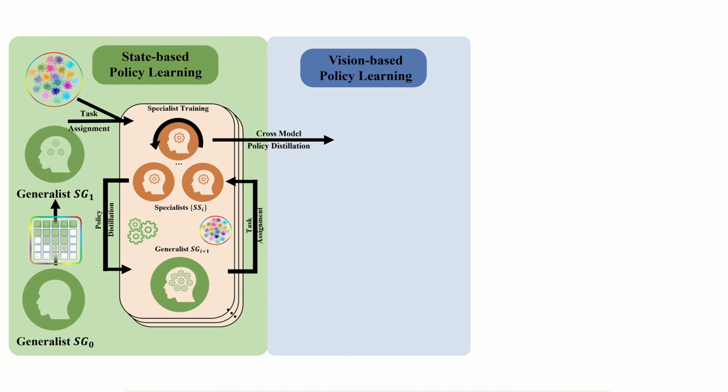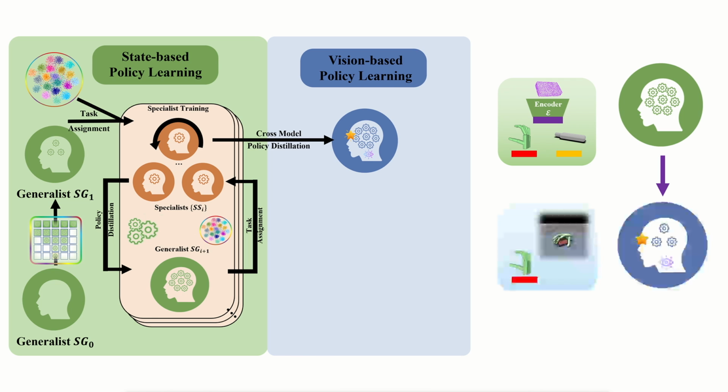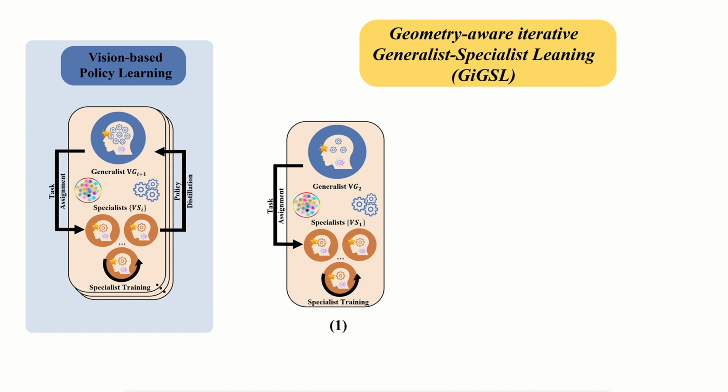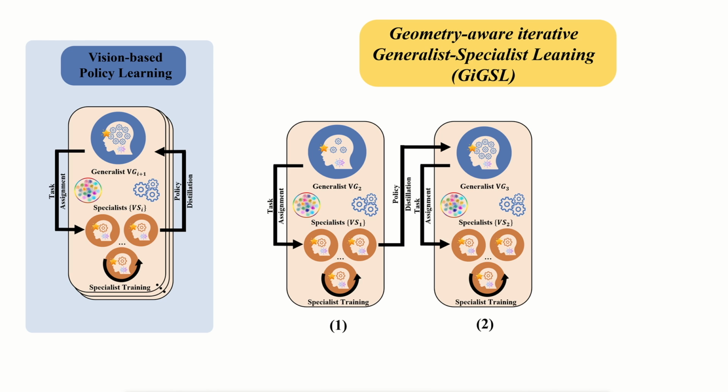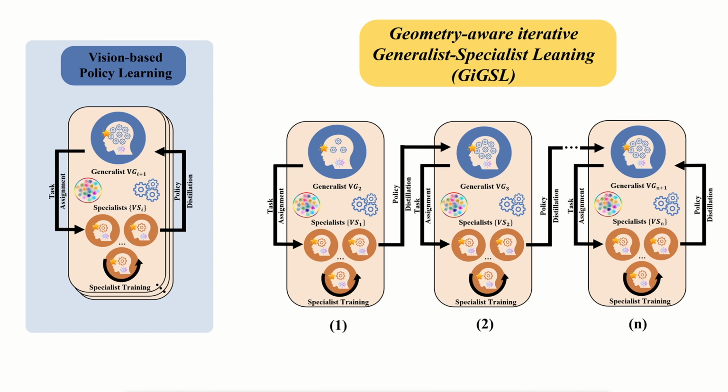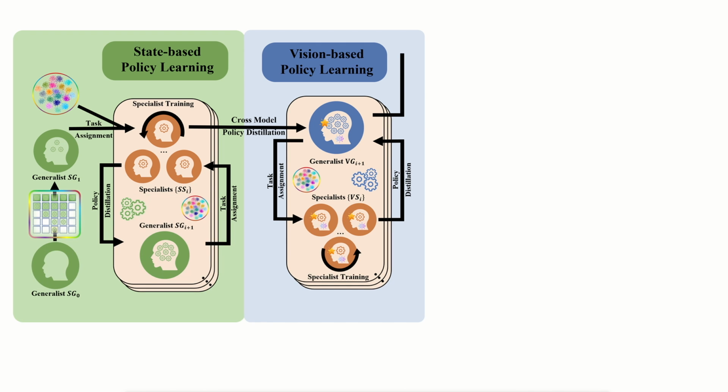After we get a good enough teacher policy, we distill it to a vision-based generalist. Then the vision-based policy is further fine-tuned utilizing similar geometry-aware iterative generalist specialist learning until it becomes a good enough vision-based generalist. For vision-based policy, we utilize the visual features from the learned vision backbone, which help the clustering more task-aware, which is also what we want. Then the policy will benefit from each step of our training and have good performance and generalizability to handle the challenging universal dexterous grasping problem.